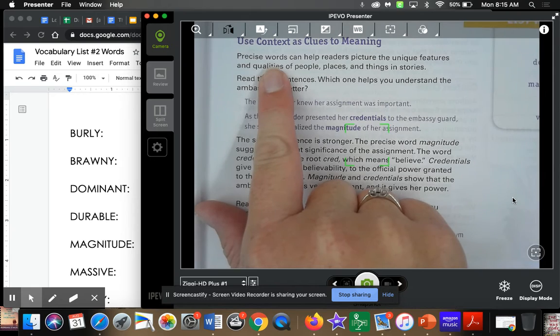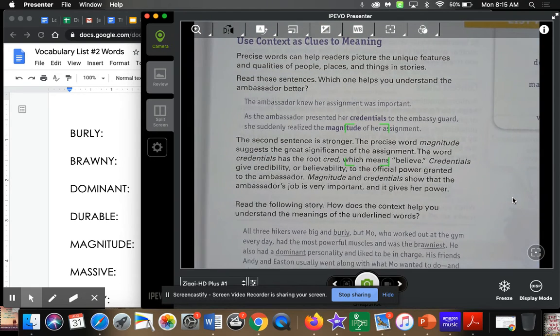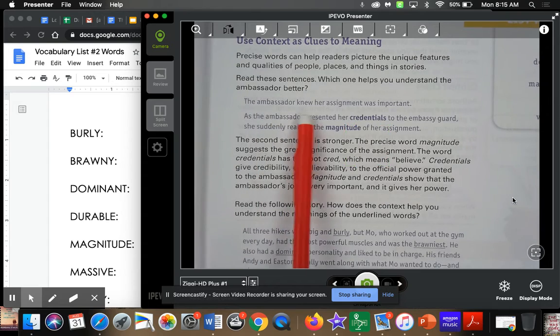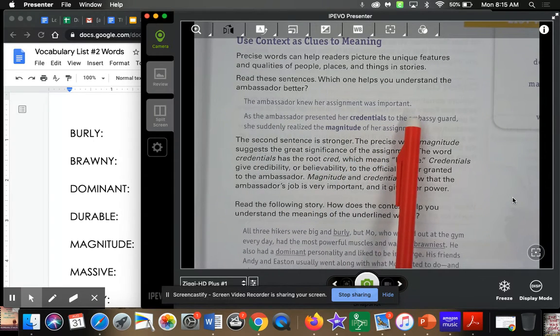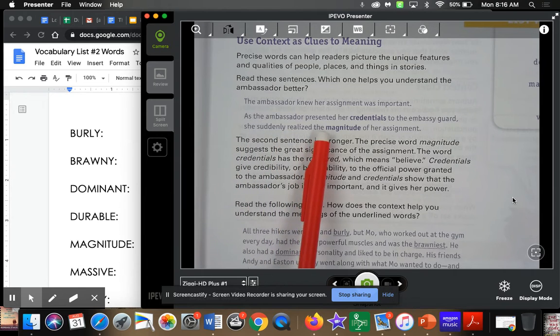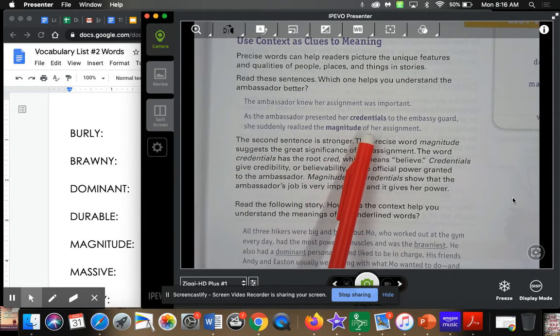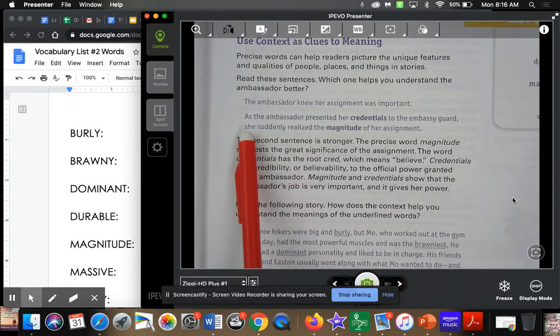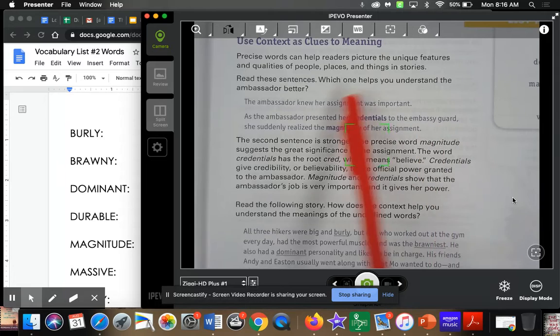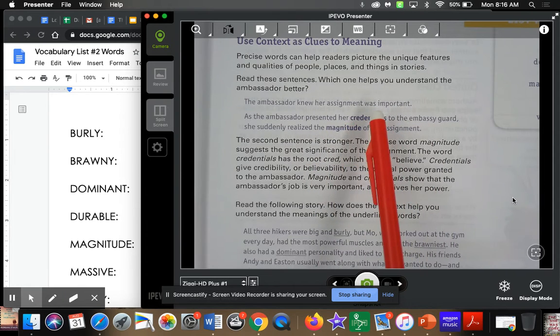And it says they can help readers picture the unique features of people, places, things, and stories. So then it says, which one helps you understand the ambassador better? The ambassador knew her assignment was important. It's good. But then this one says, as the ambassador presented her credentials to the embassy guard, she suddenly realized the magnitude of her assignment. And that one right there, that sentence is stronger because the word magnitude lets you know that it's a big assignment.